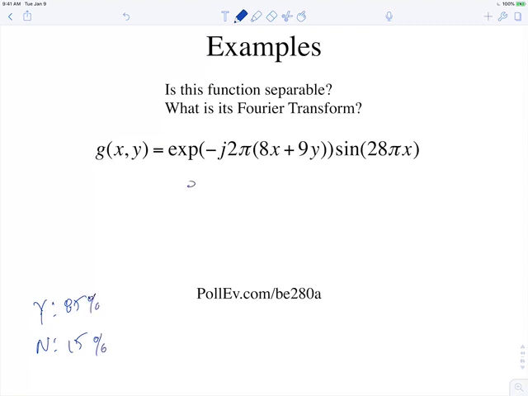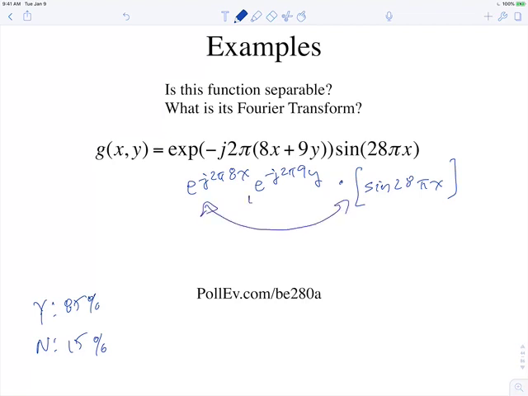So this can be written as e to the minus j 2 pi 8x times e to the minus j 2 pi 9y, times sine 28 pi x. This is clearly separable because we can group these two terms together. These are a function of x, and then it's multiplied by a function of y. Okay, so that's separable.